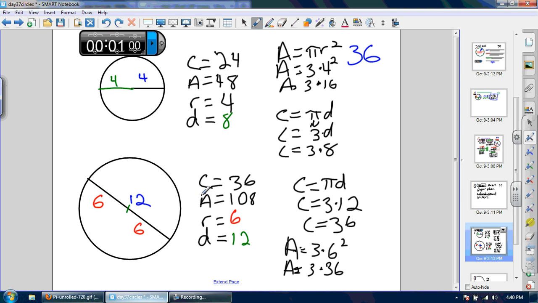So what we're going to do, we're going to practice on our own. We're going to pass around a page for you to work on. You've got about 8 to 10 minutes. Whatever you don't finish, you're going to take home tonight and bring it back tomorrow.